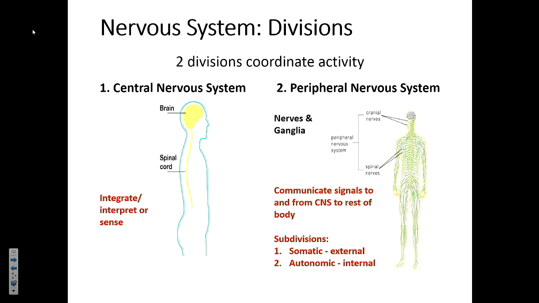And these are listed in order in your packets. The function of the central nervous system is essentially to sense and interpret these signals. If you look at the slide, you have two subdivisions, which are also in your packet: the somatic peripheral nervous system and the autonomic. The way that I would suggest labeling that is external and internal. So somatic is external and autonomic is internal. That's also in your packet on the following page.